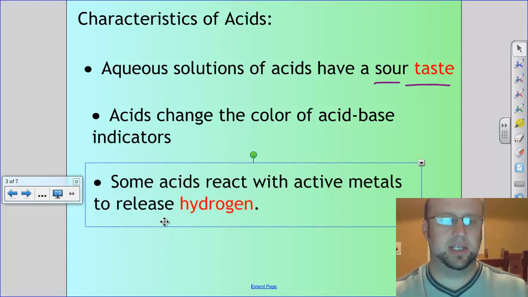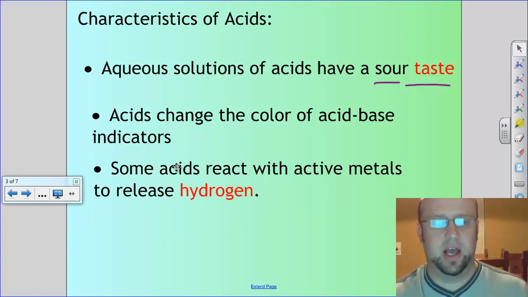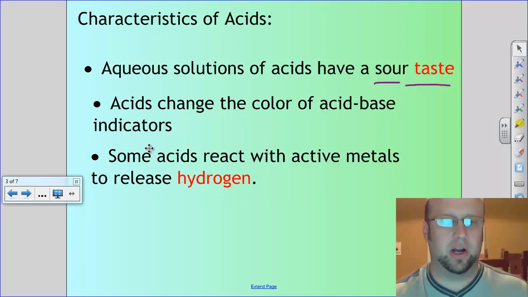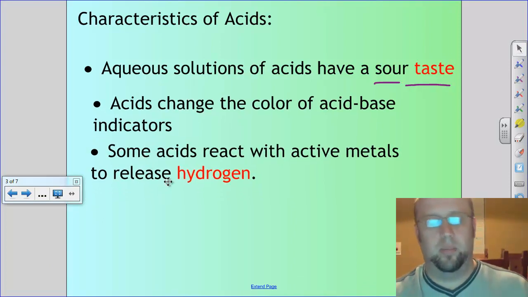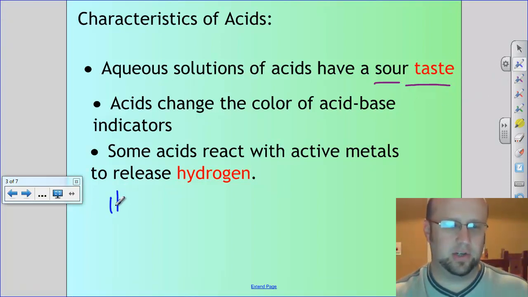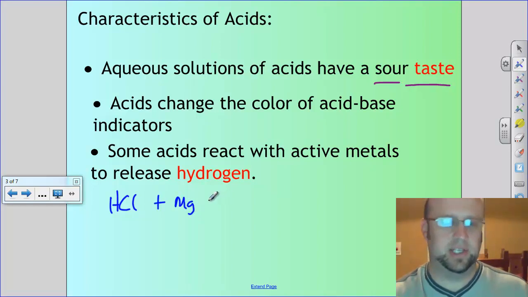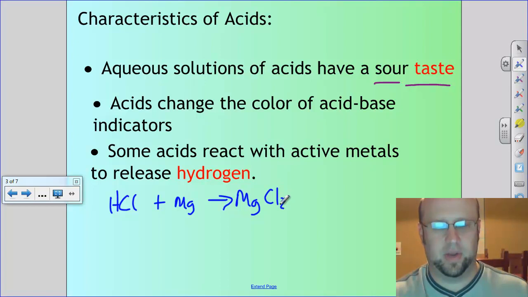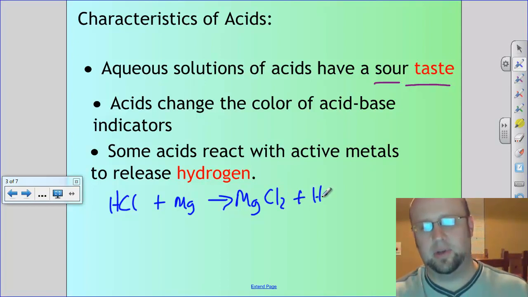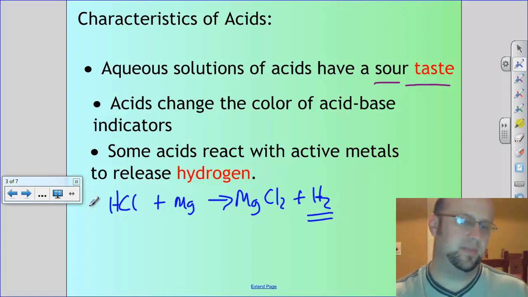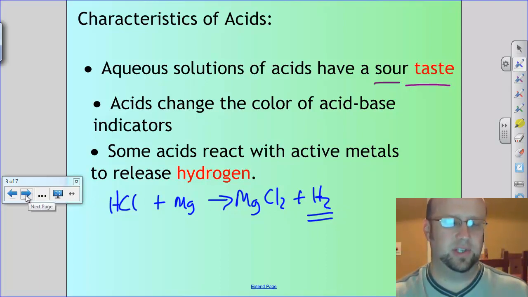And then the third thing is acids will react with metals to release hydrogen. Now this, we could sort of go back real quick and talk about single replacement reactions, but that's essentially what's going on. If you've got an acid, like hydrochloric acid, and you add to it an active metal like, say, magnesium, look on the activity series, magnesium is more active than hydrogen, so it takes its place. Okay, this is a single replacement reaction. And then what's given off is hydrogen gas. And we'll see an example of that here in just a second.